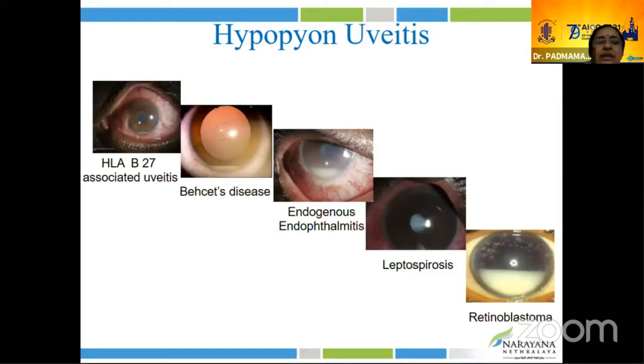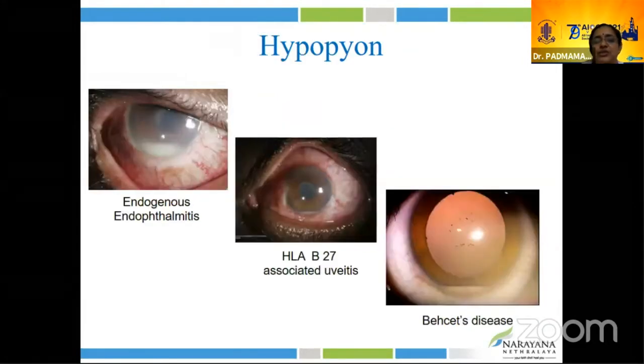Hypopyon uveitis can present in autoimmune and immune-mediated diseases, infectious uveitis, or in masquerade syndrome. Commonly, we see it in HLA-B27 associated uveitis or Behçet's disease in autoimmune uveitis, various infective uveitis, and also leptospirosis can present with hypopyon uveitis in the South Indian population, with large masquerades here in a case of a retinoblastoma. So we will take three entities.